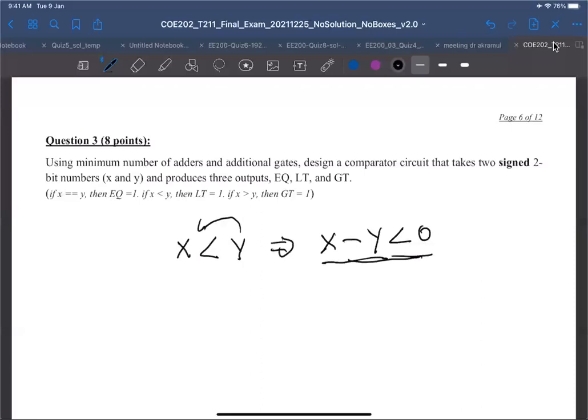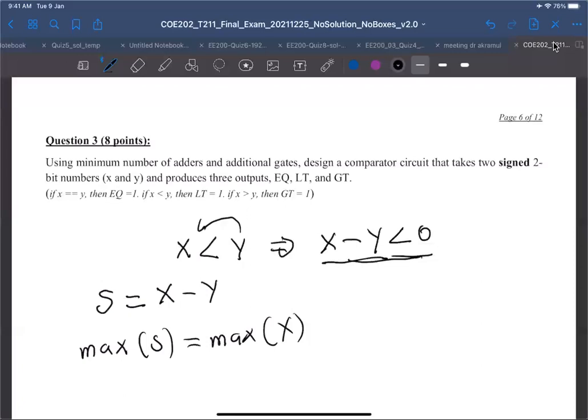Let me call the output of the subtractor S, which equals X minus Y. Right. So the maximum of S is equal to the maximum of X minus the minimum of Y, right?